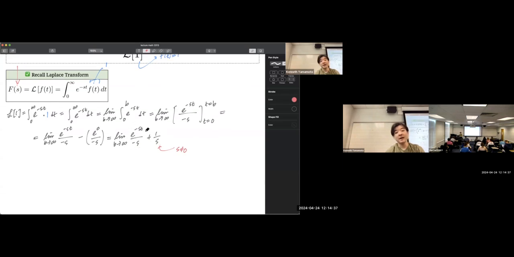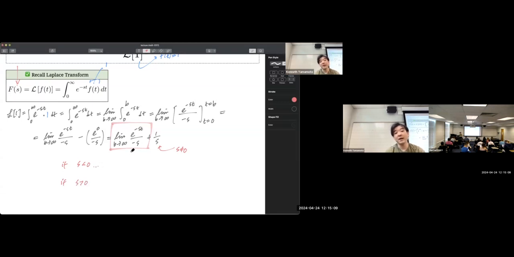So this is a limit we have to compute. We're going to check what happens to this limit and make some observations. The limit depends on what s is: if s is less than 0, versus if s is greater than 0. Let's think about what happens.